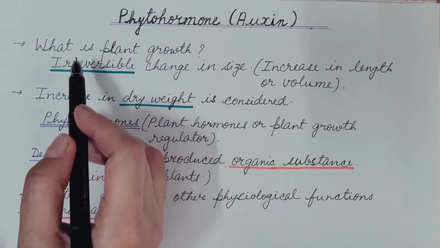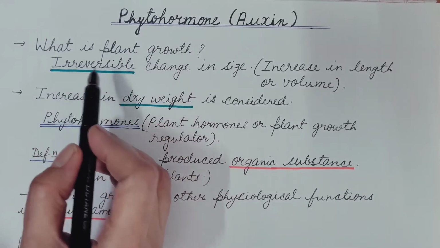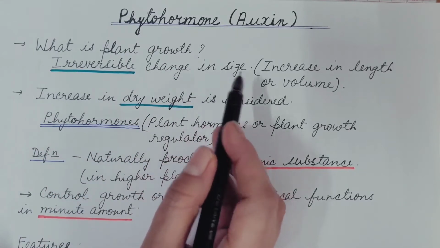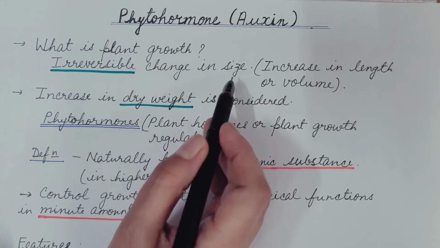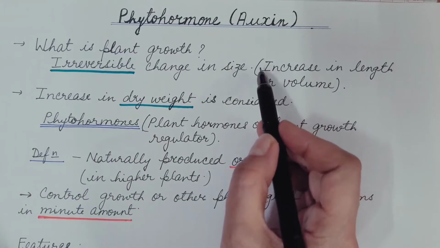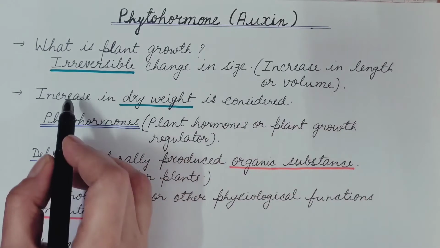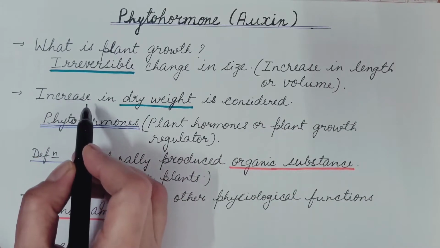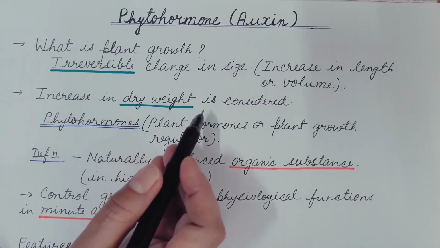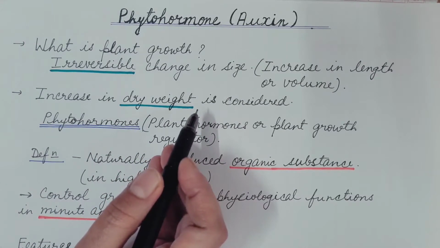So first of all, let us see what plant growth is. It is an irreversible change in size. That means the change in size is permanent or it cannot be reversed. And this change in size may be an increase in length or volume. And this growth is considered as an increase in dry weight. Wet weight is not considered because it keeps on changing.